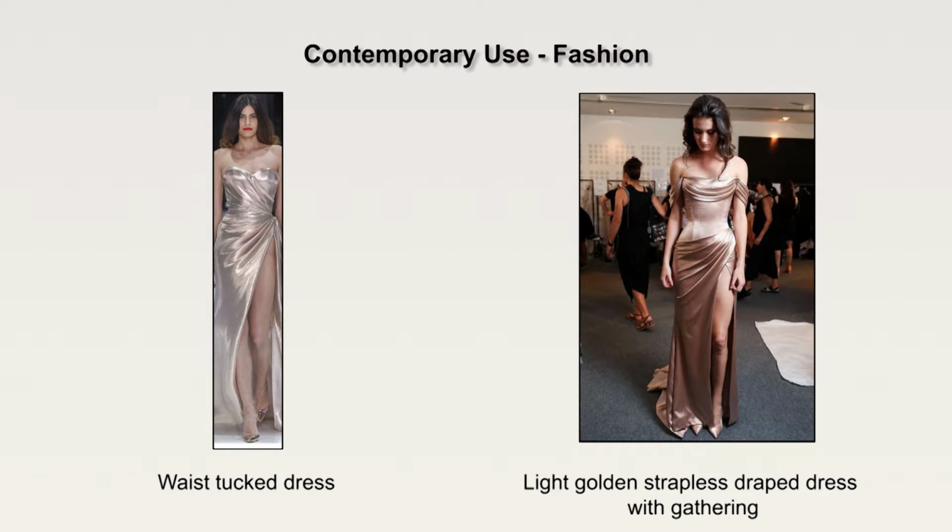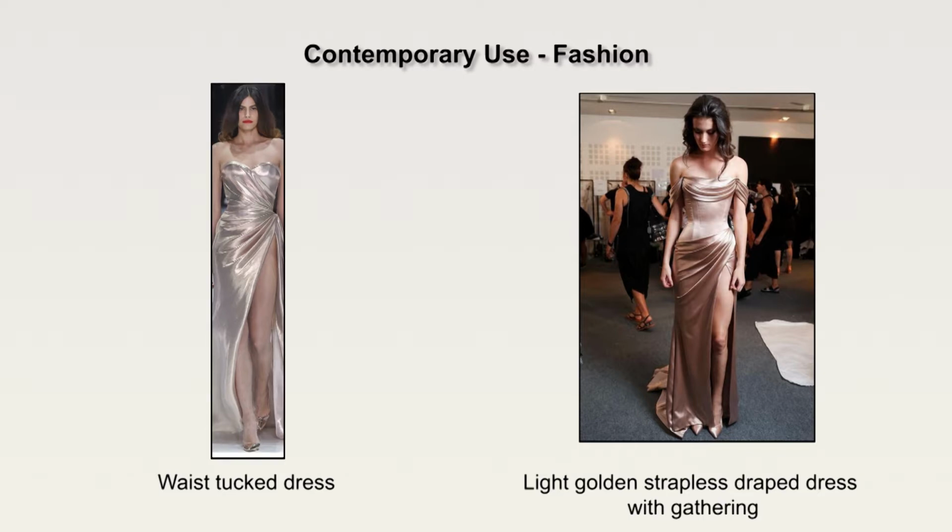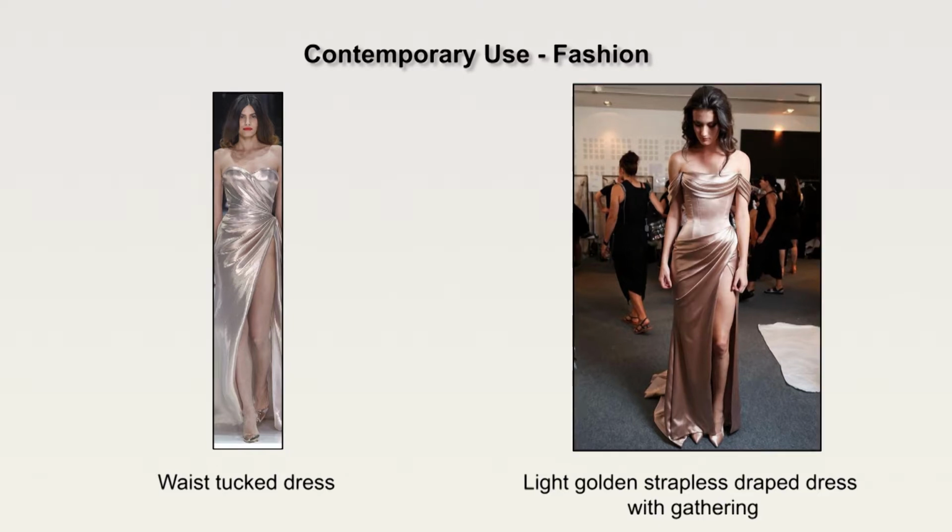Some examples of draped garments from Ralph and Russo Spring 2018 couture. A silver waist tucked dress can be seen on the left. A light golden strapless draped dress with apt gathering can be seen on the right.